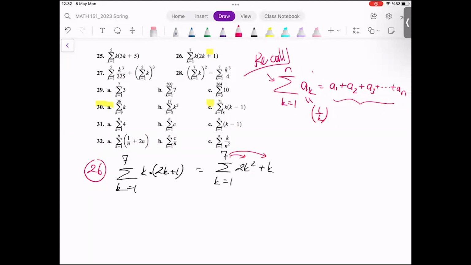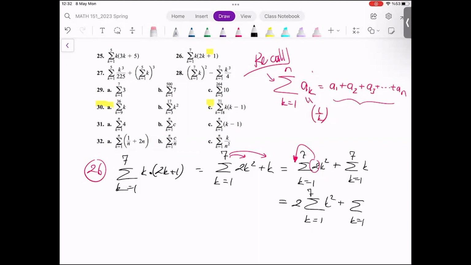First property of sigma notation. You can distribute sigma notation over a sum. So you can write this as sigma of 2k squared plus sigma k from 1 to 7 of k. You see, I distributed over the sum. This is a property of sigma notation. Another property is that you can take all the constants out from the sigma notation. Everything that doesn't depend on k can be taken out from sigma notation like this. So the 2 goes out, and your sigma notation is like that.